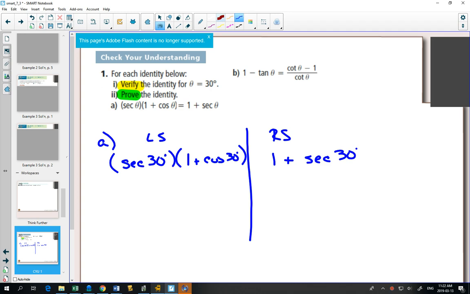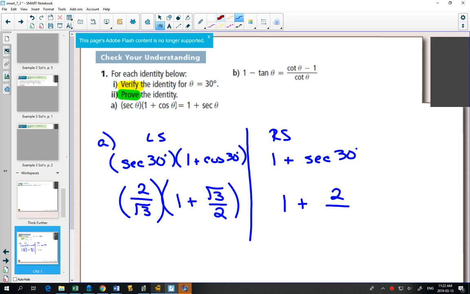Well, we know cos of 30 degrees is root 3 over 2. So secant of 30 degrees will be 2 over root 3. And I just said cos of 30 degrees was root 3 over 2. And same thing on this side, we get 1 plus 2 over root 3. Now currently, these don't look the same. We have to come up with simplifying this with algebra, often that idea of writing things as a single fraction in simplest form is going to work.